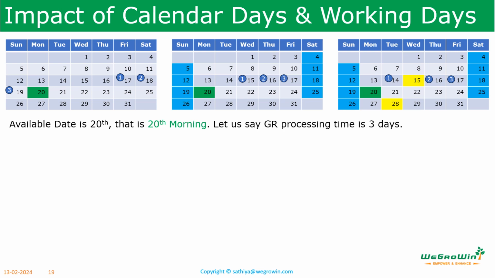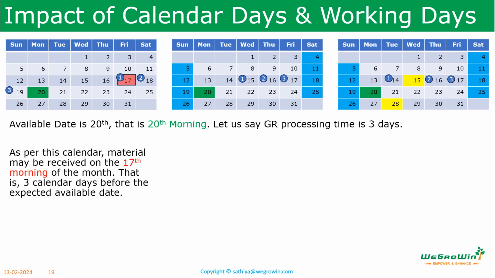To understand the impact of a calendar day and working day in planning and purchasing, let us discuss with some illustrations. Let us take a material which should be available on 20th of the month in this calendar. And let us assume the goods receipt processing time for the material is 3 days. As per the first calendar, material may be received on the 17th morning of the month. Here, all 31 days are working days, which means they are calendar days. So the system will take 20 minus 3. So on the 17th, the material should be received. After receiving on the 17th, it will take 3 days for GR processing time. On the 20th, material will be available. That is the meaning. Okay.